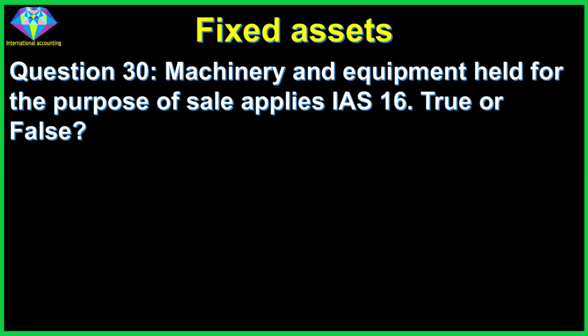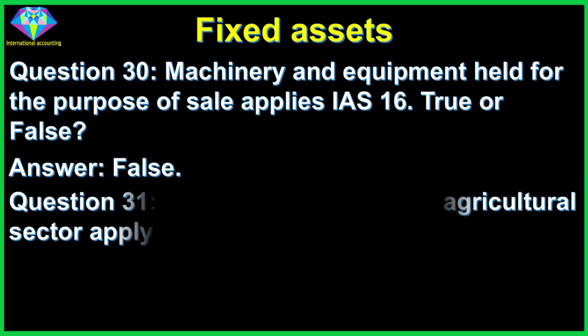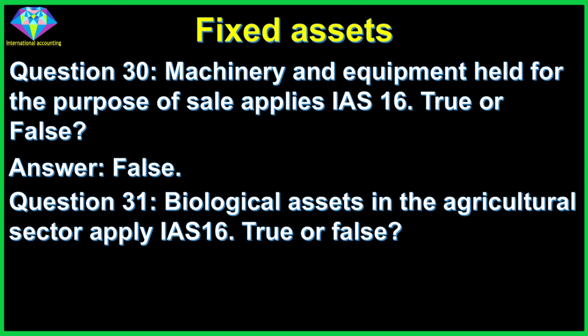Question 30. Machinery and equipment held for the purpose of sale applies IAS 16. True or false? Answer: false. Question 31. Biological assets in the agricultural sector apply IAS 16. True or false? Answer: false.